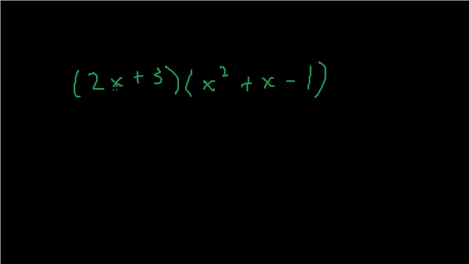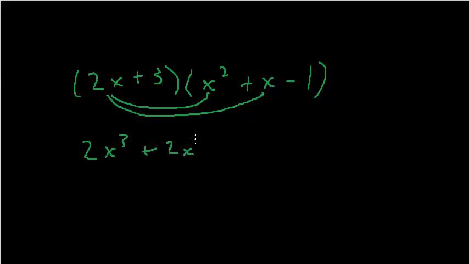I can carry this idea on to a binomial times a trinomial. Let's take 2x plus 3 and multiply that by x squared plus x minus 1. Again, I do the same thing. I take this first term and multiply it by each term in the parentheses. So I have 2x cubed. Then 2x times x, I get plus 2x squared. And then 2x times negative 1, so I get negative 2x.